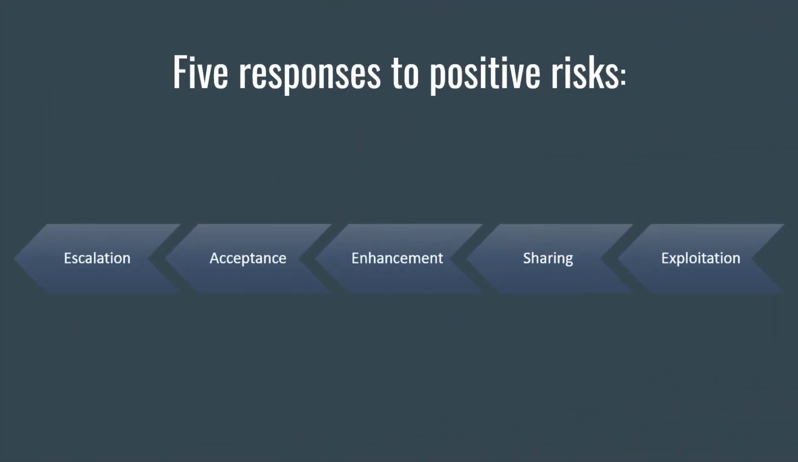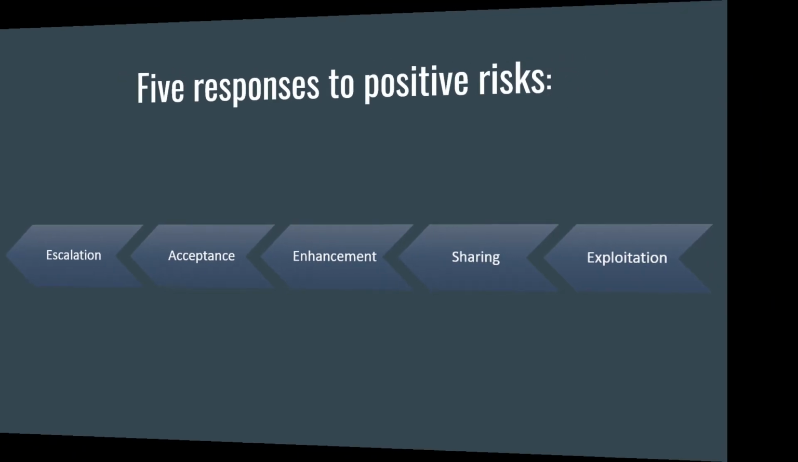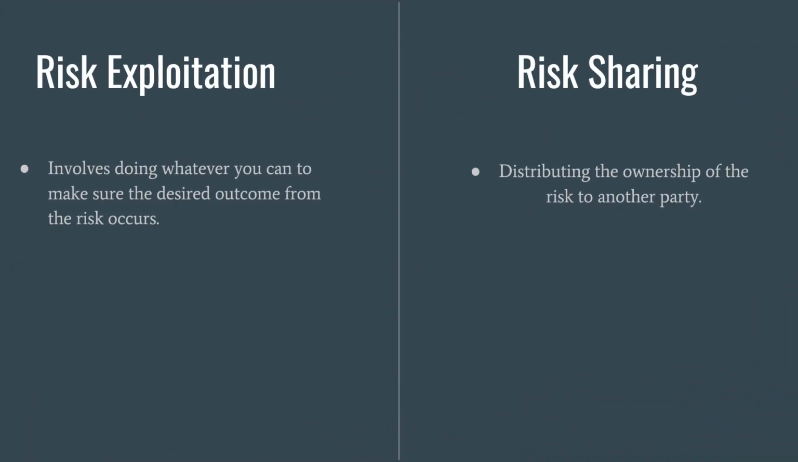There are 5 responses to positive risk. It goes from exploitation, sharing, enhancement, acceptance, and then escalation. Risk exploitation involves doing whatever you can to make sure the desired outcome from the risk occurs. As for risk sharing, it is distributing the ownership of the risk to another party.